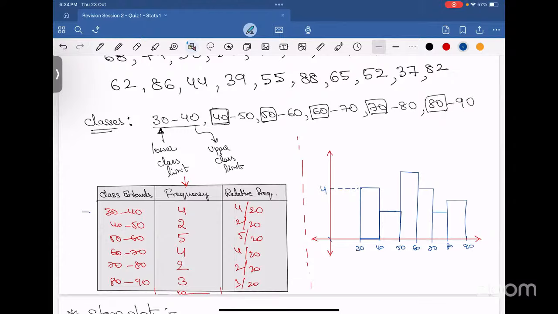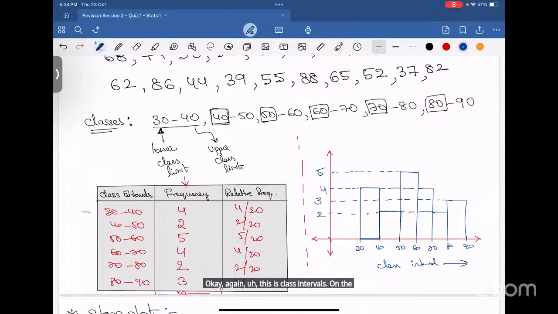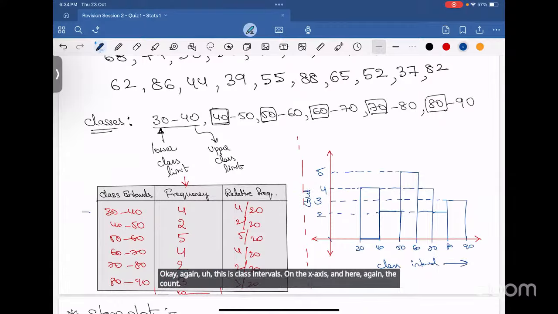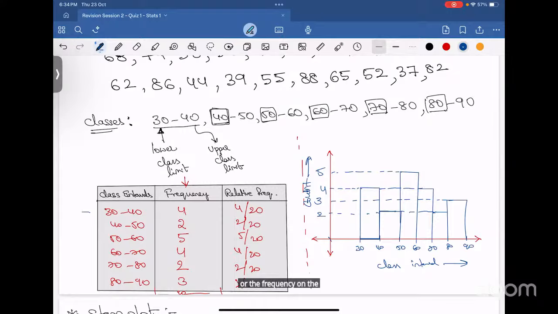All right, so this is the histogram of the given data. So this will be 2, this will be 3, this is 4, and this is 5. Again, these are class intervals on the x-axis, and here again the count or the frequency on the y-axis. So this is the histogram.